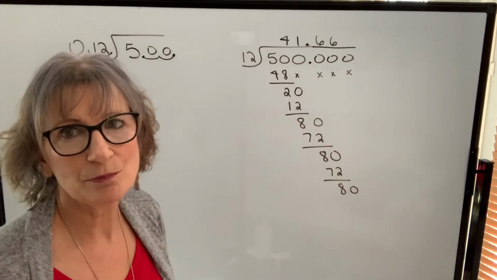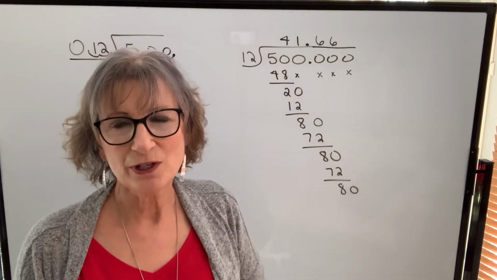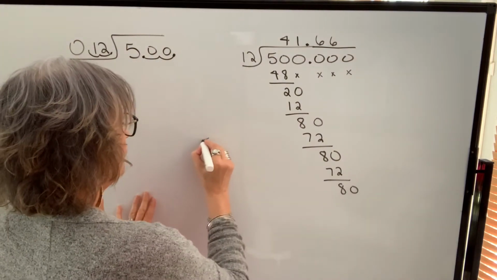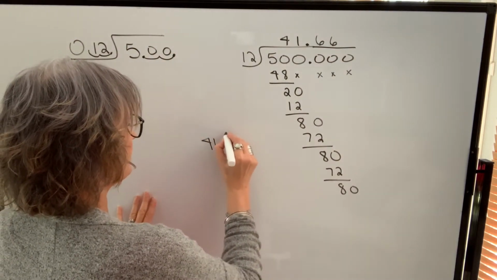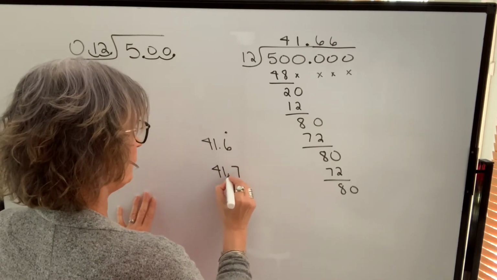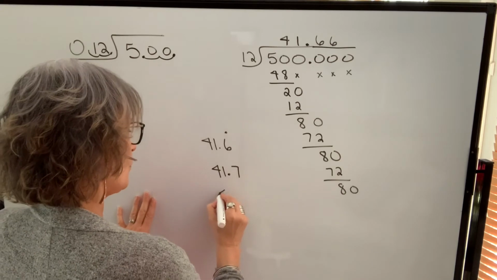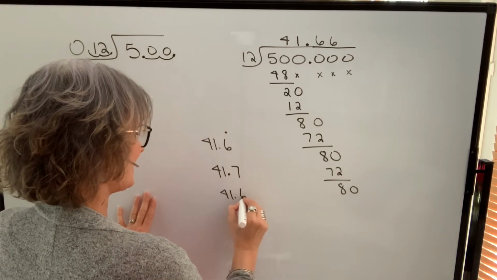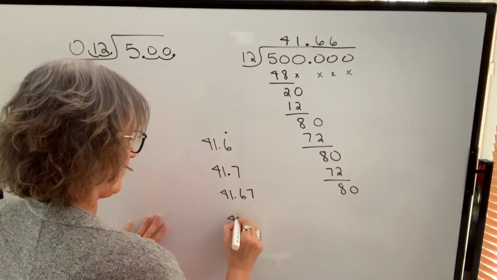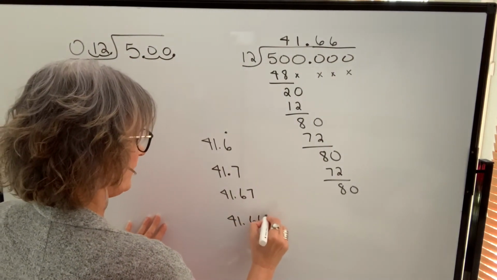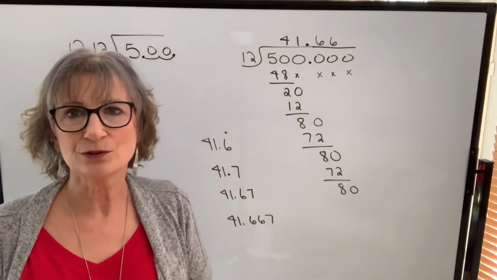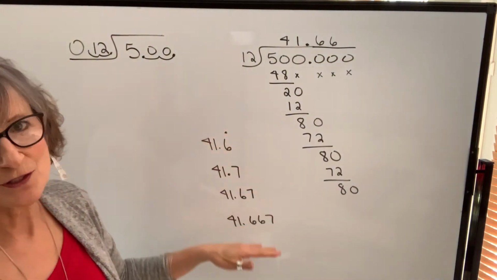So we don't have to continue on. We can see that repetition. So we would say our answer is 41.6 repeating, or we could say it's 41.7 if we're rounding off to the nearest tenth, or we can say it's 41.67 if we're rounding off to the nearest hundredth, or 41.667, and so on. So depending on where you're going to round off or how you're expected to express your answer, one of these options will work for you.